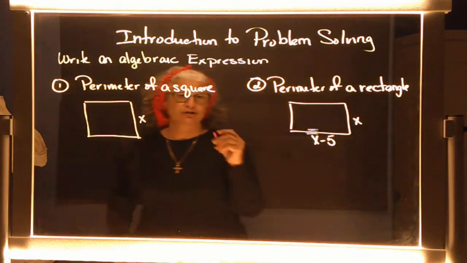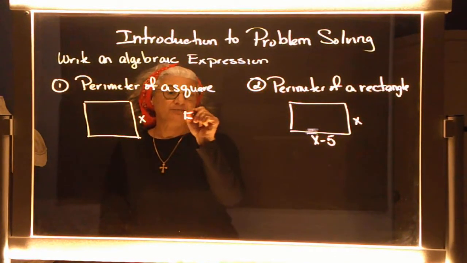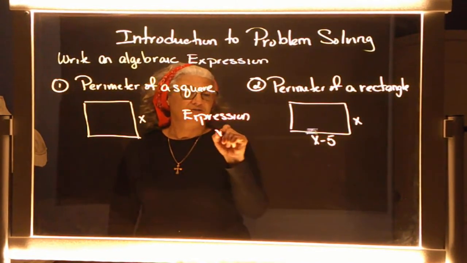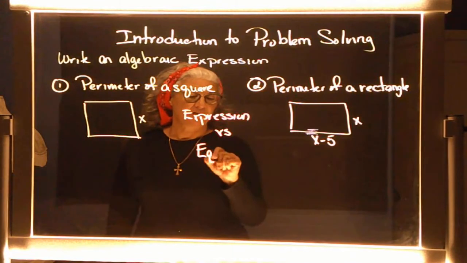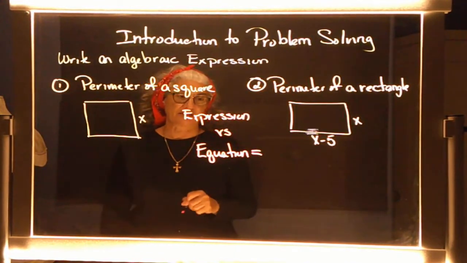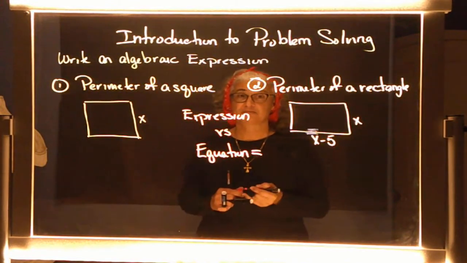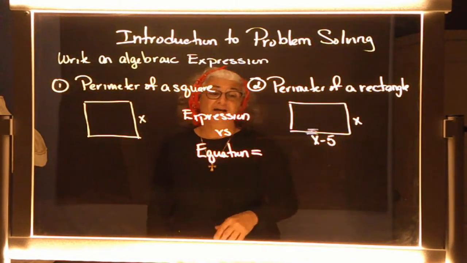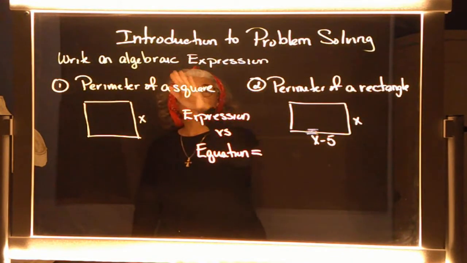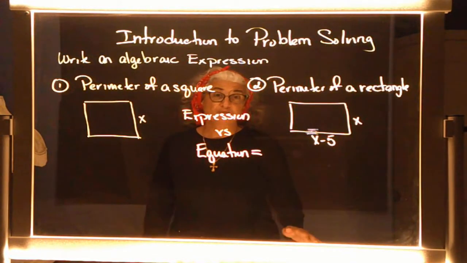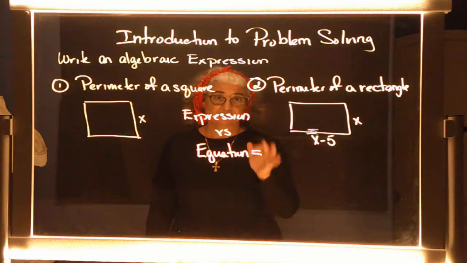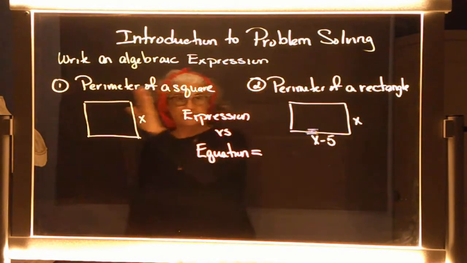So if I want to talk about an expression versus an equation, the big difference is this. An equation has an equal to sign. Expressions don't. Expressions do not have an equal to sign. An equation does. So in this particular case, they want us to write an expression, which means don't write anything with an equal to sign. Got it? Okay, so let's look at the first one.